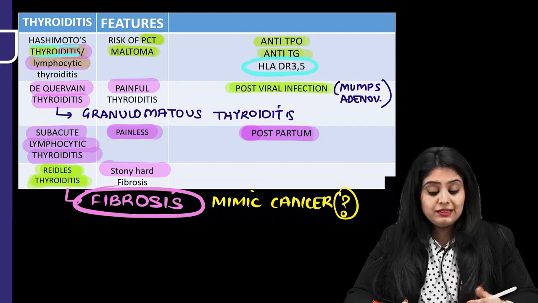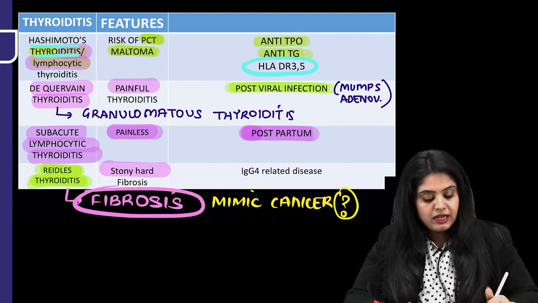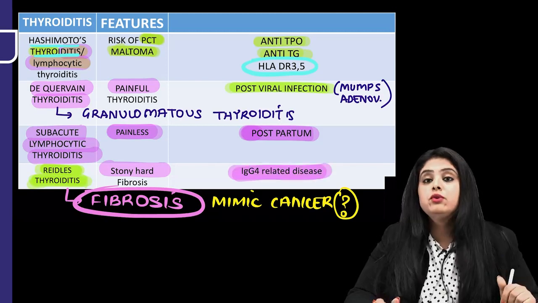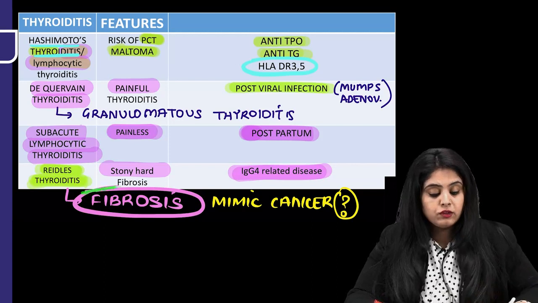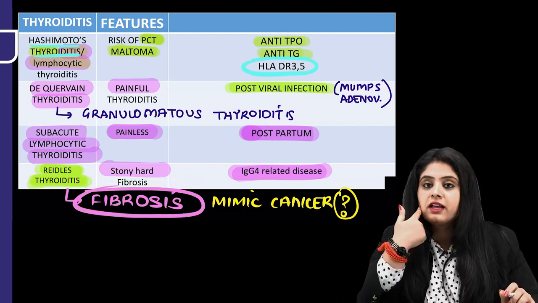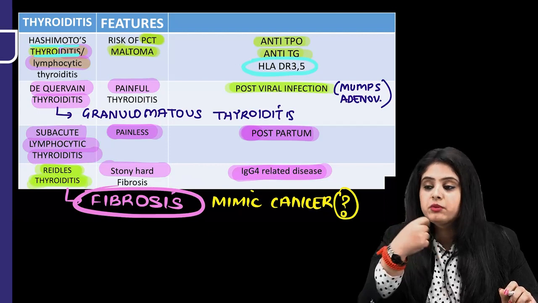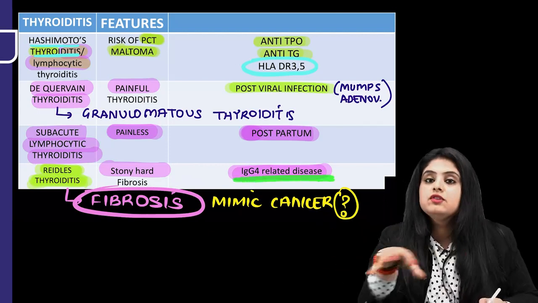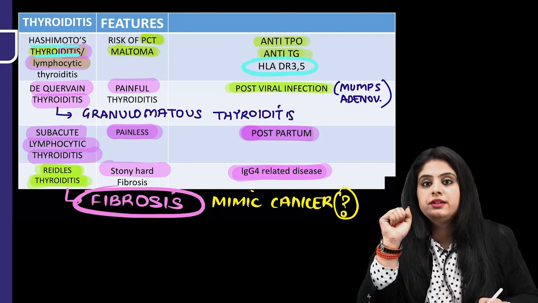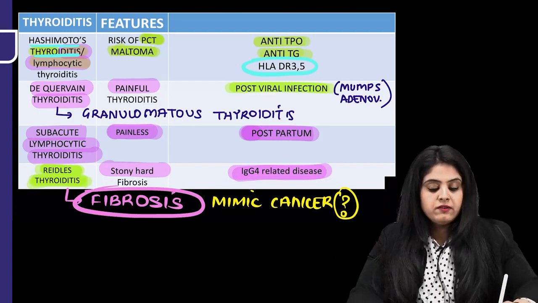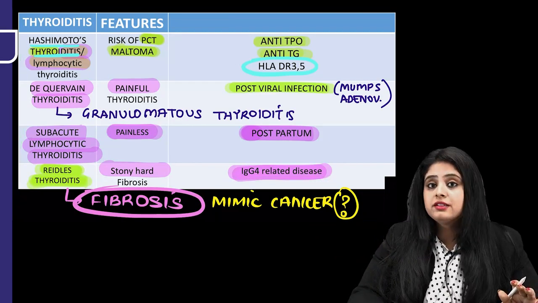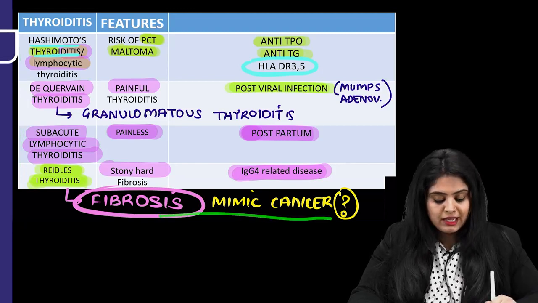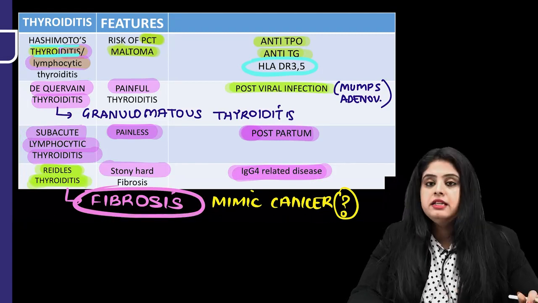You know why is it happening? This is an update. It is now being classified as an IgG4 related disease. Anything with lots of fibrosis, fibrosis in the salivary gland, fibrosis in the thyroid, fibrosis in the retroperitoneum, all the fibrosing conditions are being put under IgG4 related disorders. Okay, so quick revision. This is all about your thyroiditis, and the one that can mimic cancer is the last one, that is Riedel's thyroiditis.